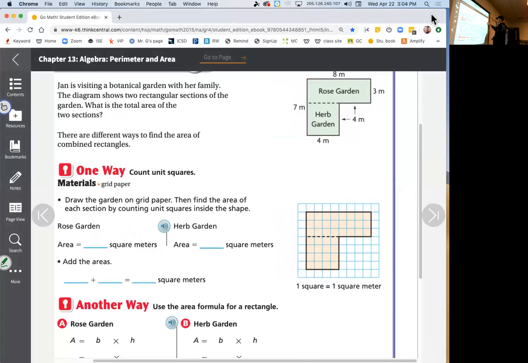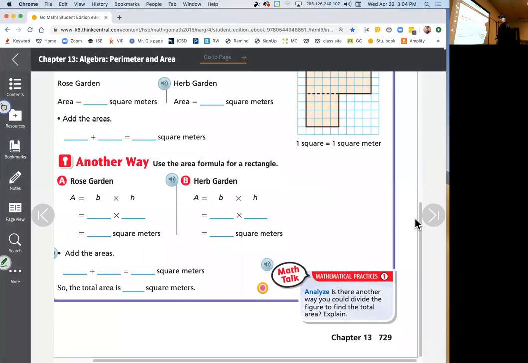All right, so let's jump down. Here's another way. It says for the rose garden, you could just go base times height. The rose garden, which was the top, was 3 by 8. So you're just going to go 3 times 8, which is 24 square meters. And then the herb garden, which is 4 times 4, 16. So it's pretty much exactly the same way. This one's just not drawing a picture, whereas the other way was drawing a picture. Okay, same thing as Friday. We're just taking two of them and putting them together.